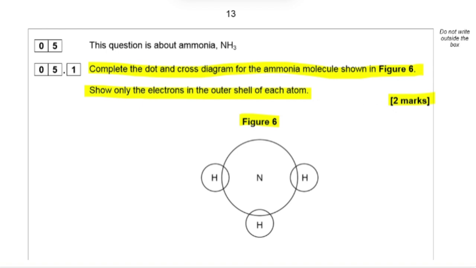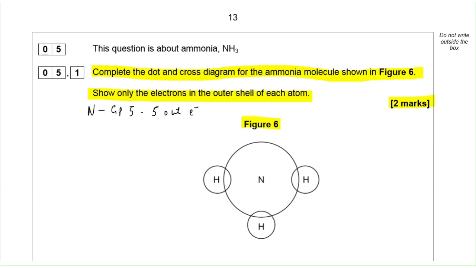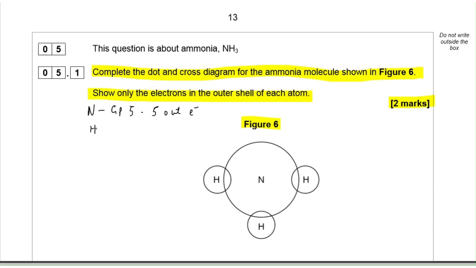So if you think back to the periodic table, nitrogen is in group 5 of the periodic table, and therefore it's got 5 outer electrons in its outer shell, 5 electrons in its outer shell. Hydrogen, we know, has only got 1, so that's our starting point. Let's do the hydrogens first.